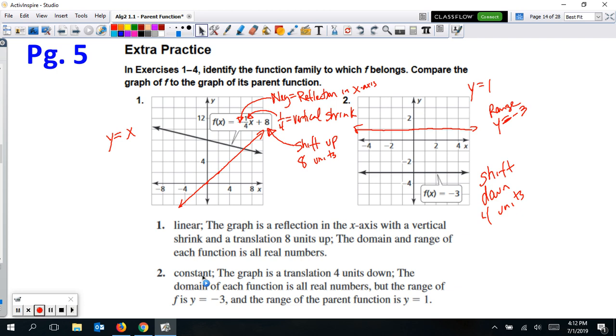So again, we write the word constant, and you can talk about the translation 4 units down. The domain of each is all real numbers, but the range is now y equals -3, where the parent function was y equals 1. All right, let's go on to the next two.